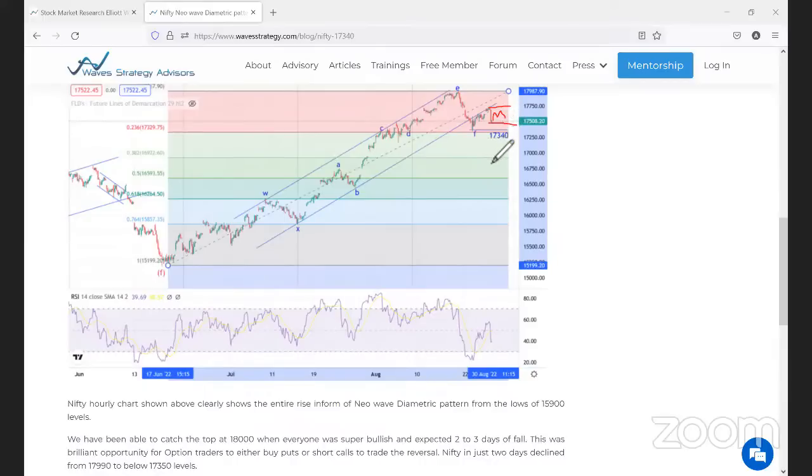If 17,340 breaks, it will confirm that G is complete in a truncated fashion and we might have a bigger correction. This is the Fibonacci you are seeing. Our first target will be somewhere around 16,922 on the basis of the Fibo, and if that is taken out, we will head towards 16,264. That's the level we are getting. The F leg got completed around the 23.6% retracement, which is 17,329. That's where F completed, and then we can see a further retracement on the downside, which is 16,264 if this level breaks.